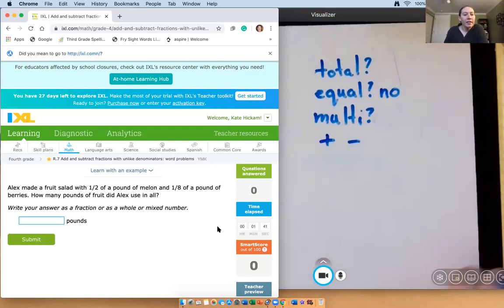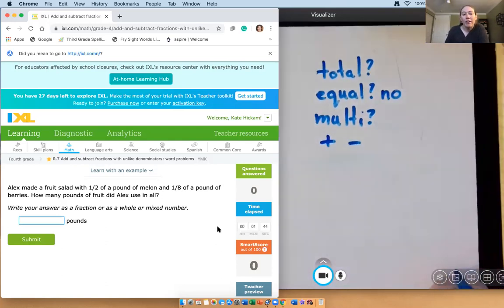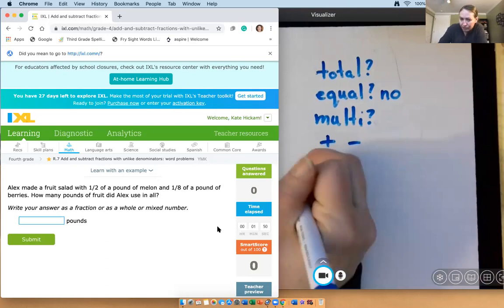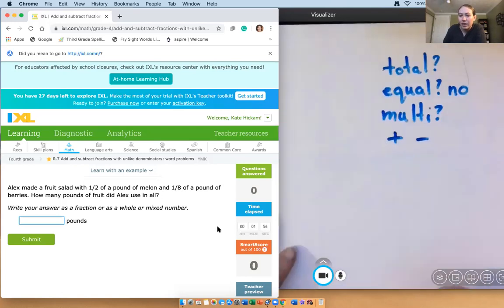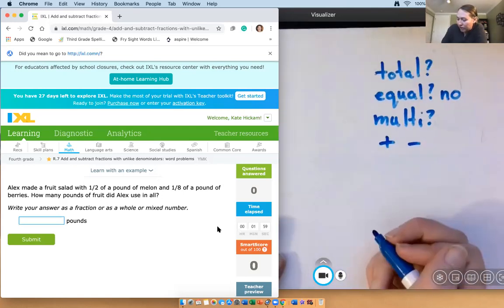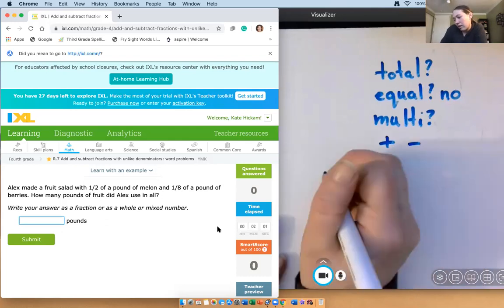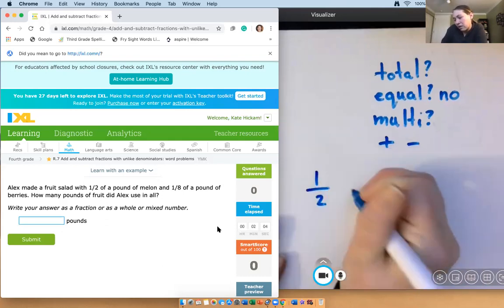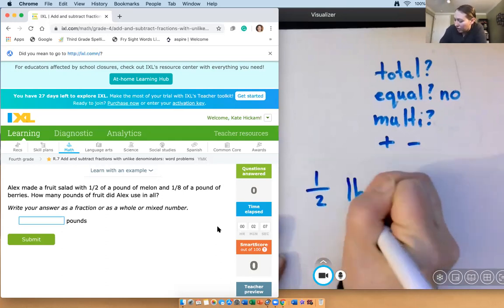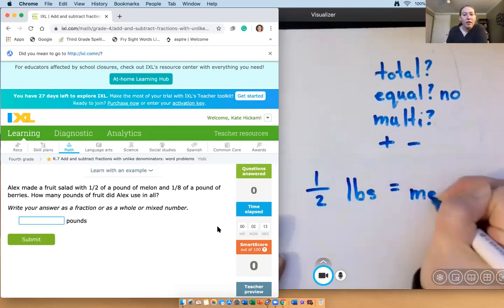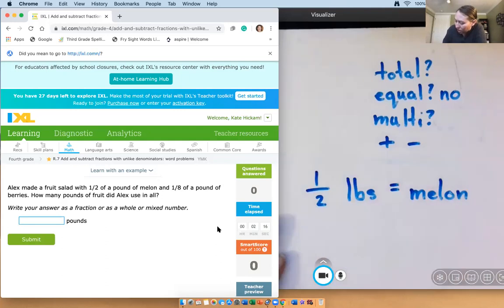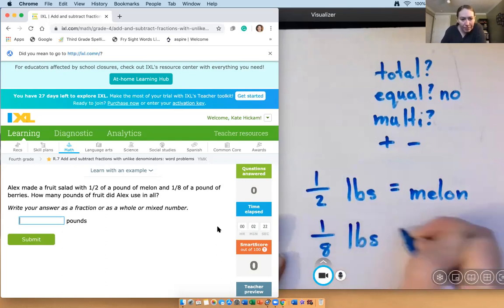Now, Alex made a fruit salad with 1/2 pound of melon. So I'm going to pull out that key information. I'm going to scoot my board over a little bit. There we go, so you can see it a little easier. I'm going to write 1/2 pound, LBS, to represent pounds, equals melon. And then 1/8 pounds equals berries.